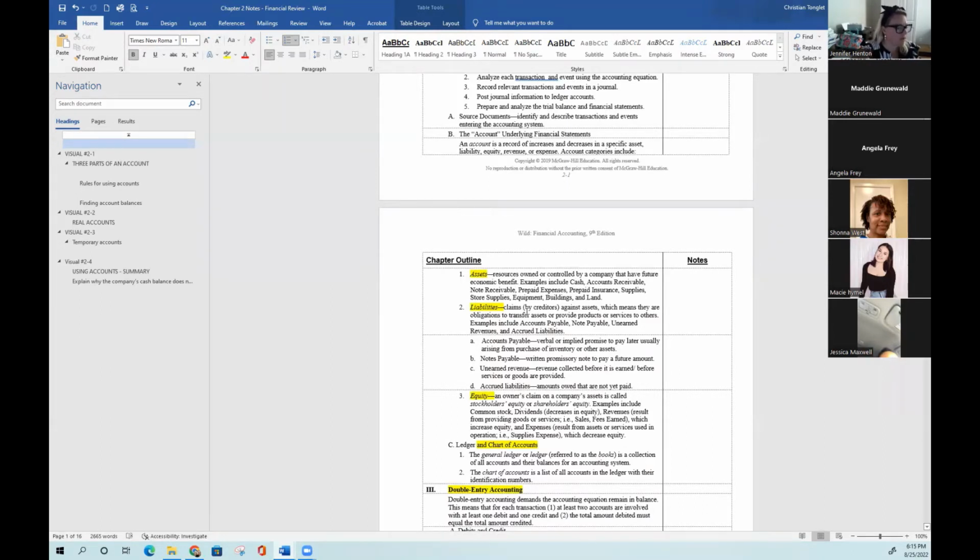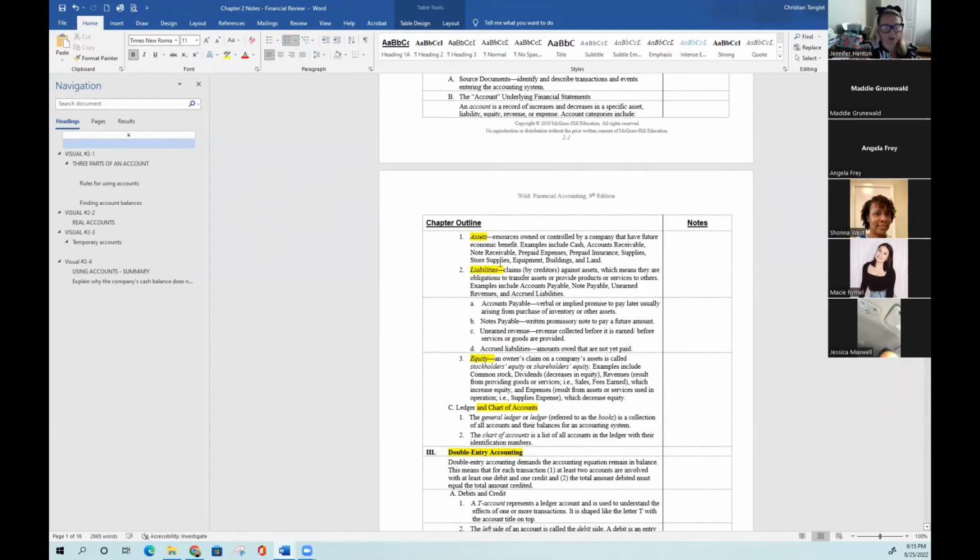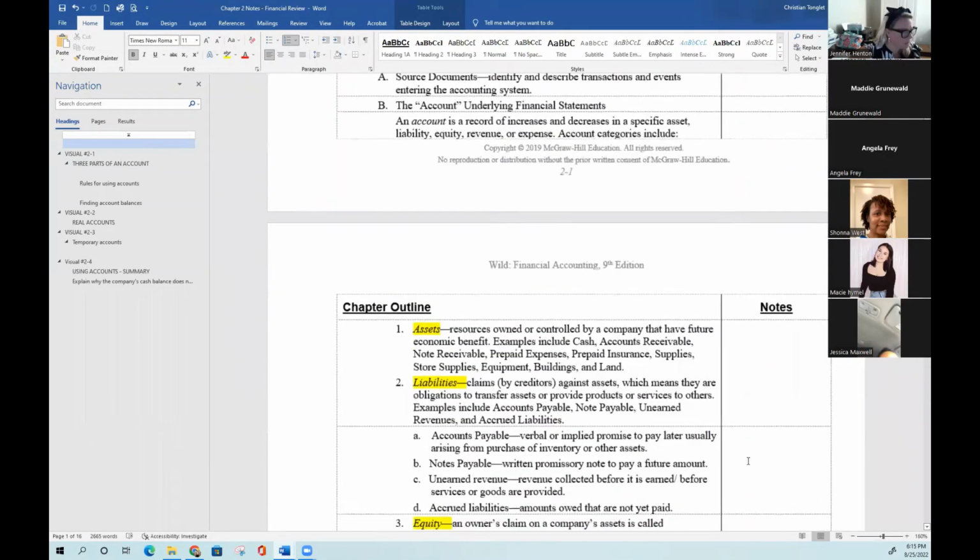All right, on the chapter 2 notes, it refreshes your memory of what these accounts are. So we have assets. Remember, that is part of our formula.